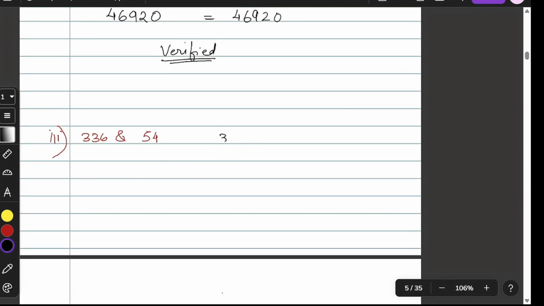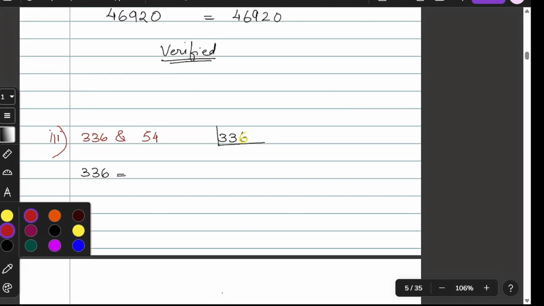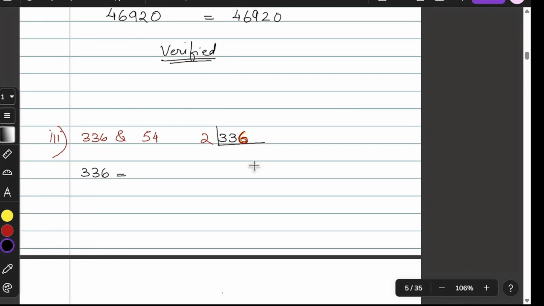I have to find the factors of 336 first. Here I can divide by 2 because my ending number is 6. The least number with which I can divide this 336 is 2. On dividing it by 2, I will get 168.